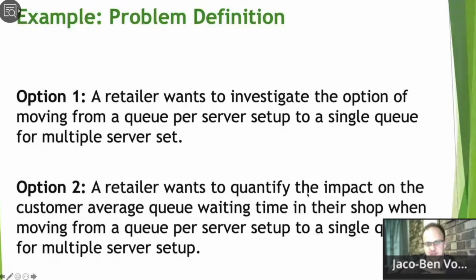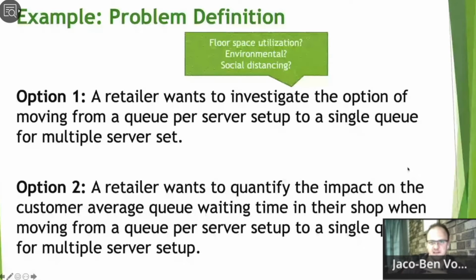Okay, I see a lot of option 2s coming in. Great. So what is the problem with option 1? If anybody can type real fast. So in my experience, the problem is this word investigate that we find in option 1. Like, what do they want to investigate? Is it floor space utilization? Is it environmental impact? Is it social distancing, right? So we're not saying exactly what their problem is.